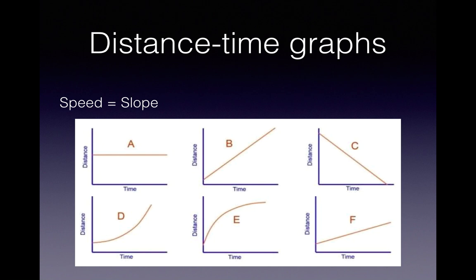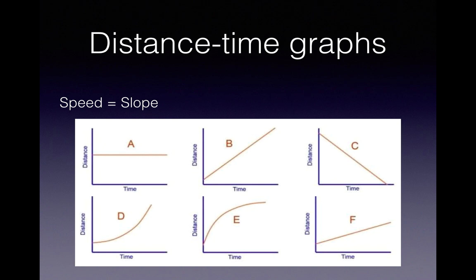Okay, second way to describe these and to describe all graphs. Look at the x-axis and look at the y-axis. The description starts with how the x-axis changes, and then tell me what happens to the y-axis. So listen to this. For graph A, as time goes by, the distance stays the same.